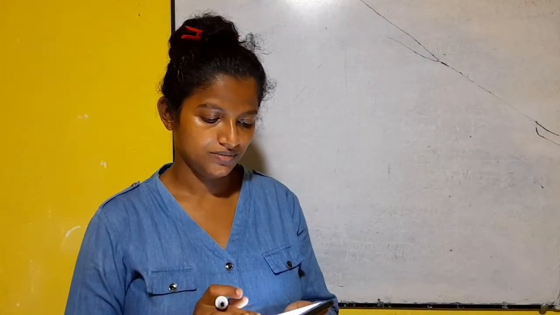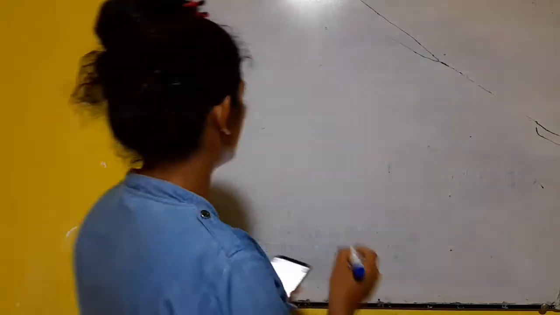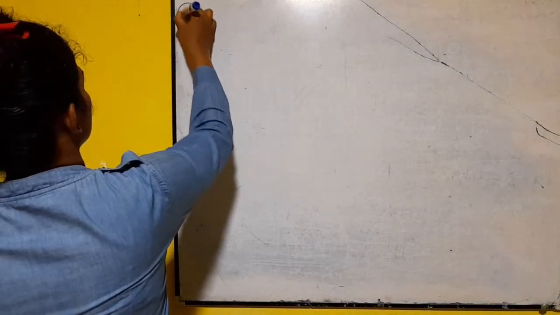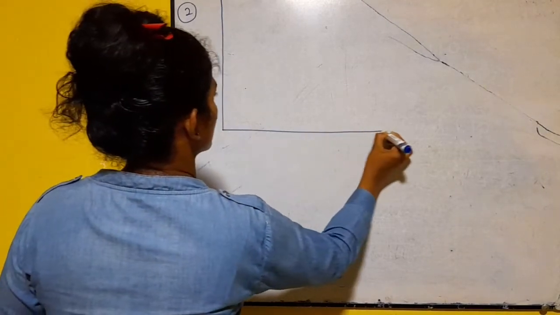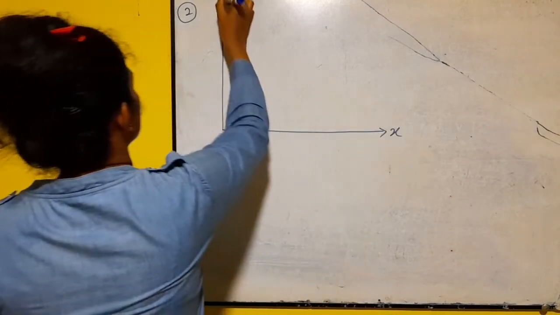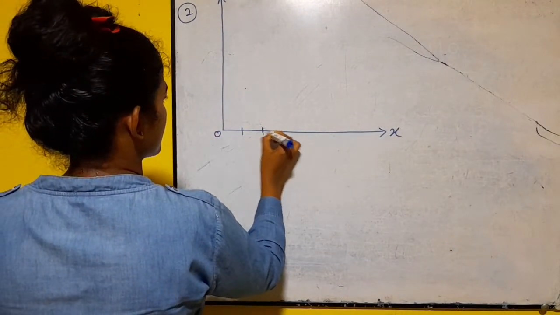Second question. Draw a Cartesian plane marking the numbers from 0 to 7 along both x and y axes. First we will do that. X axis, then y axis, 0 to 7.